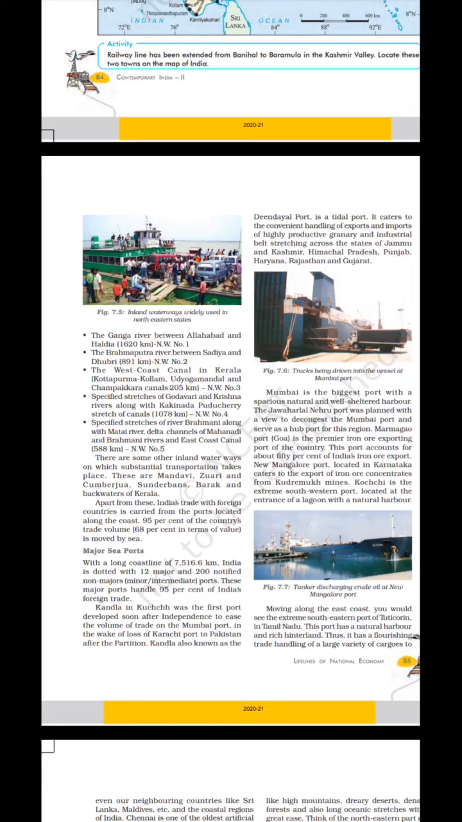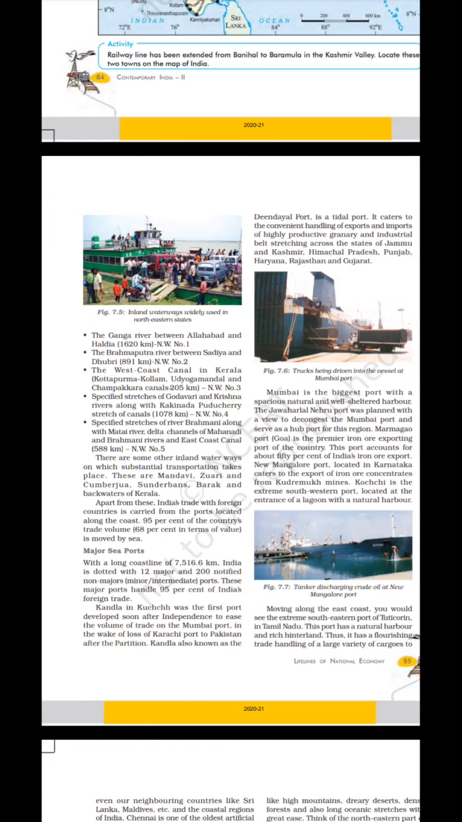Kandla in Kutch was the first port developed soon after independence to ease the volume of trade on the Mumbai port in the wake of loss of Karachi port to Pakistan after the partition. Kandla, also known as the Deendayal port, is a tidal port. It caters to the convenient handling of exports and imports of highly productive granary and industrial belt stretching across the states of Jammu and Kashmir, Himachal Pradesh, Punjab, Haryana, Rajasthan, and Gujarat.